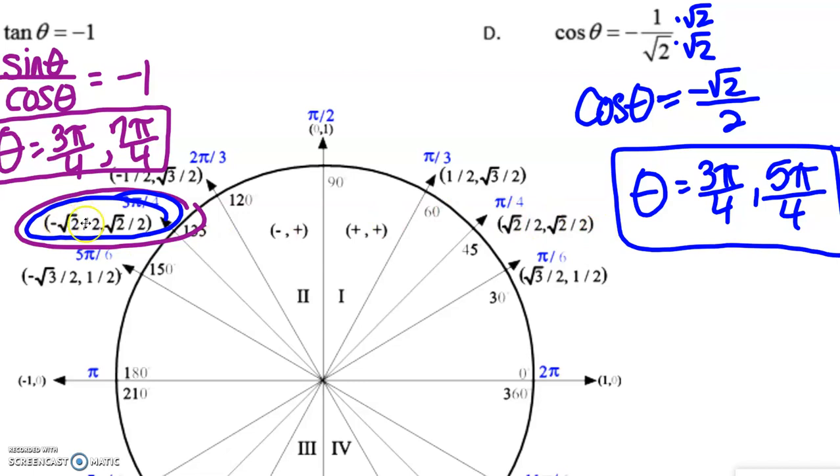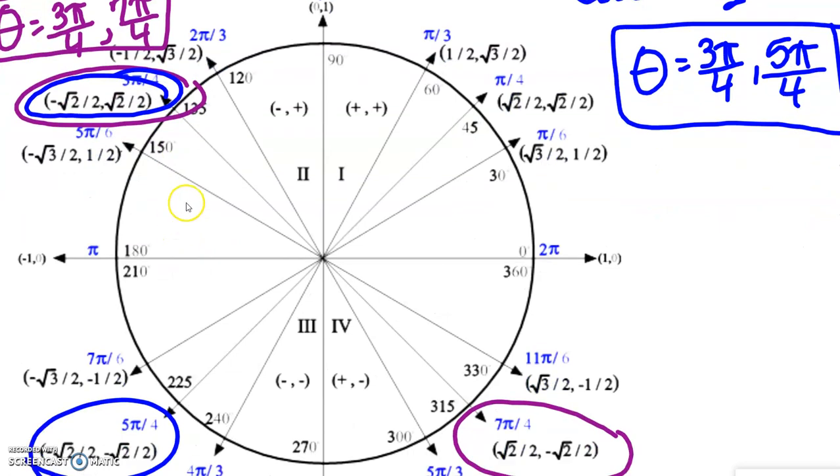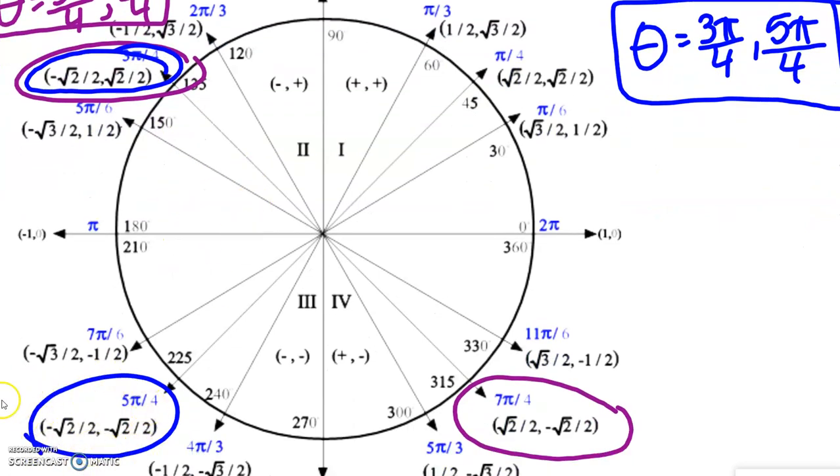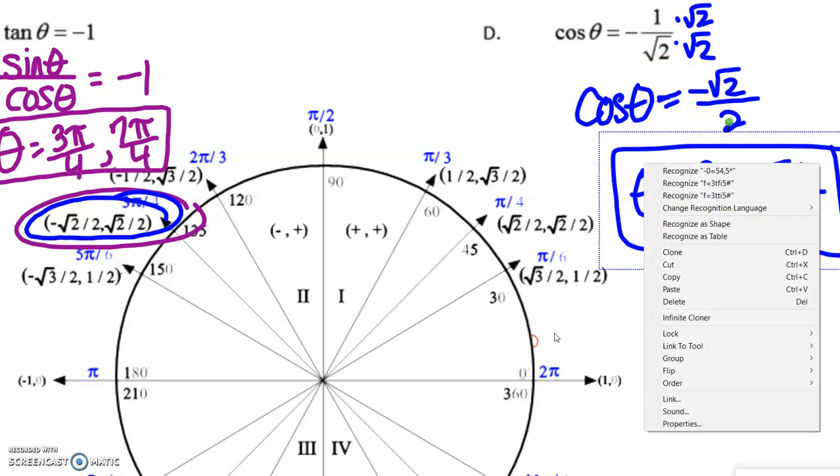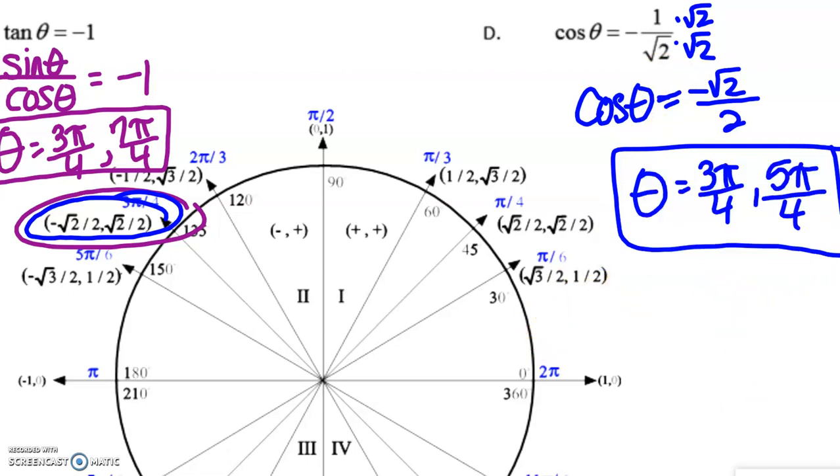You see a lot of different square root 2's over 2's. But cosine, of course, is referring to the x coordinate. So the x coordinate is negative over here in quadrants 2 and 3. So if you look, here's our negative square root 2 over 2 as our x coordinate. So that happens at 3 pi over 4. And it also happens down here at 5 pi over 4. Our x coordinate is also negative square root 2 over 2. So it happens in both places. So again, if you see a square root in the denominator, go ahead and rationalize it and see if you can get something that is on your unit circle.